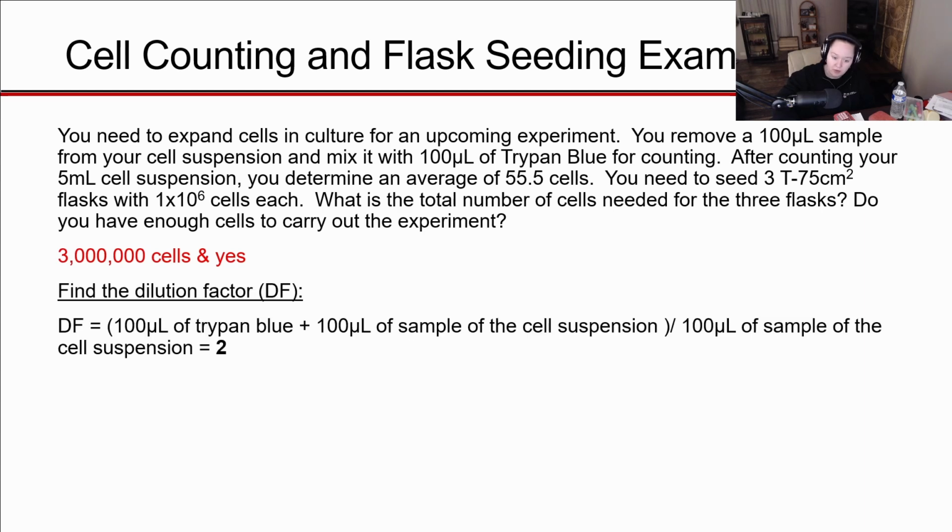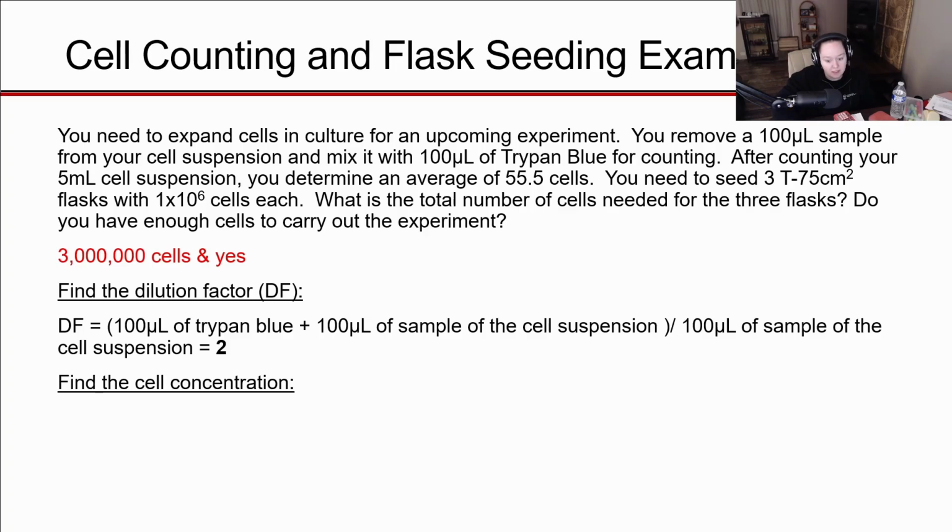So first, you can find the dilution factor, which is the same as the previous example and same as the video. 100 microliters of Trypan Blue plus 100 microliters of the sample cell suspension divided by 100 microliters of the sample cell suspension will give you 2.